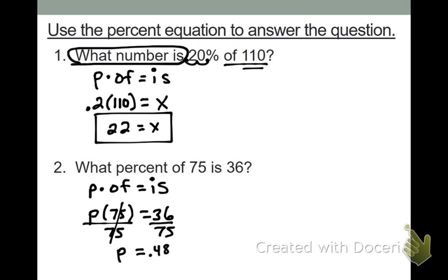What is 36 over 75? 0.48. Now, the P stands for percent, so I cannot leave that as a decimal. I need it to be turned into a percent. How do I turn 0.48 into a percent? Move the decimal 2 times, and what's my answer? 48%. When I go back to my original problem, it says what percent, so I know that I am looking for percent. What percent of 75 is 36? Then your answer is 48%. Questions?